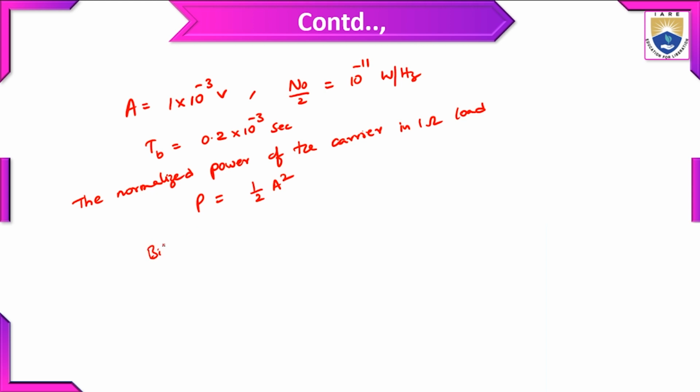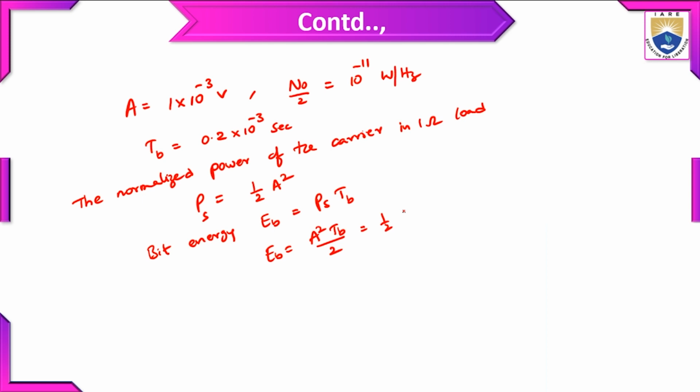And bit energy. Why? Because here it is sending in the form of bits. So the bit energy, represented as EB, is equal to PS into TB. So here PS is the signal power, PS into TB. So EB is equal to A square TB by 2. So this is my energy per bit.